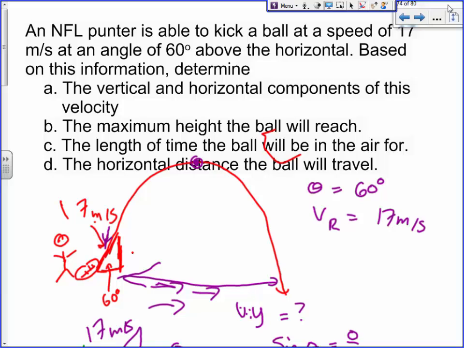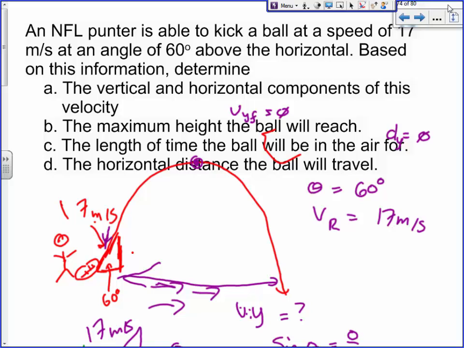If it ever asks you for a maximum height, that implies that the y velocity final is 0. If it ever asks you for the length of time the ball will be in the air for, that's going to mean that your distance is probably going to be 0 in the y direction, because it's gone all the way up and all the way back down. That makes sense. This one is usually pretty useful, because once you find time, then time can be useful for the x direction stuff.